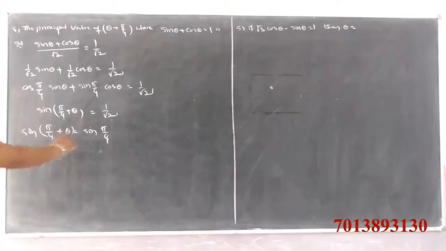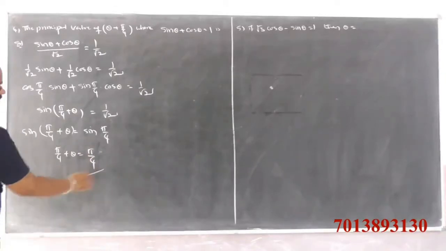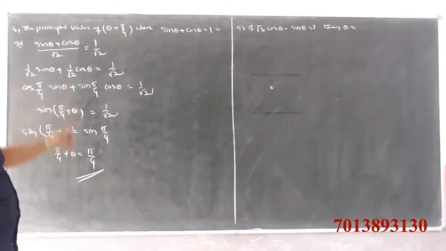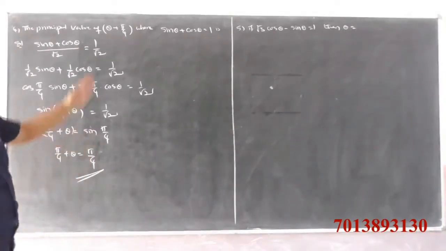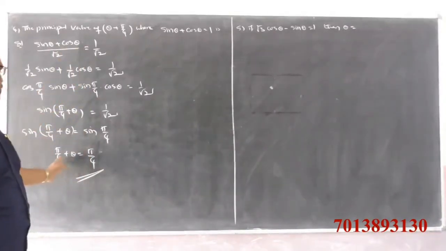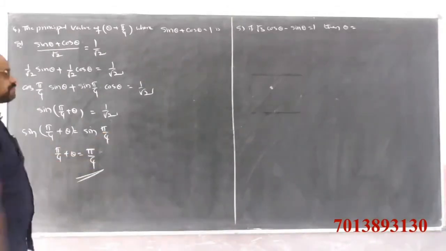Comparing LHS and RHS, we get pi by 4 plus theta is equal to how much? Pi by 4. We want theta plus pi by 4 value, how much? Pi by 4. That is the principal value of theta plus pi by 4, which is nothing but pi by 4 radians.